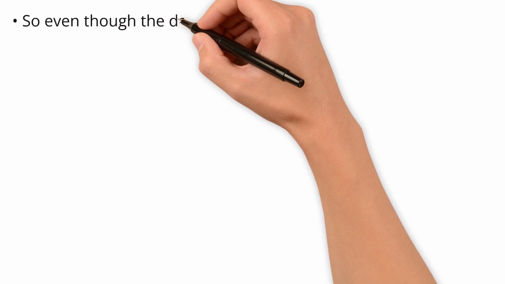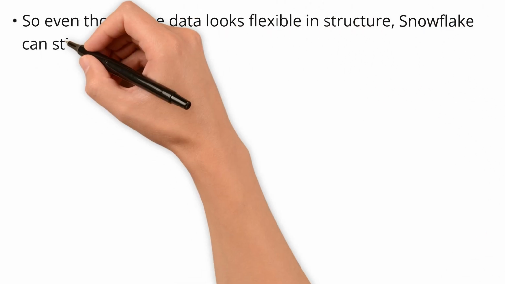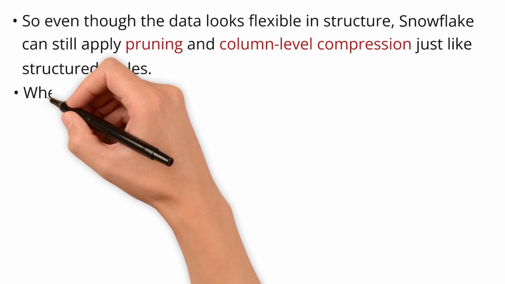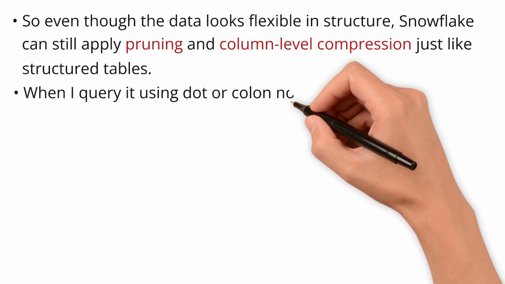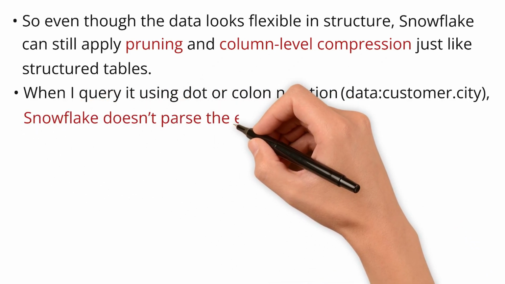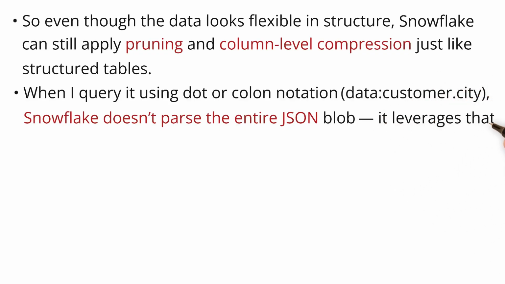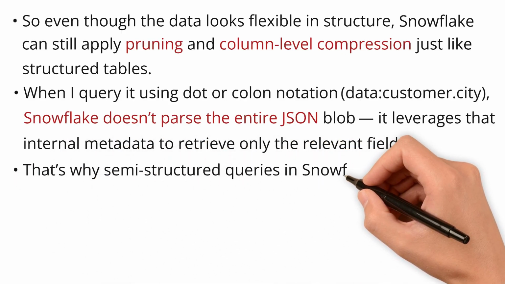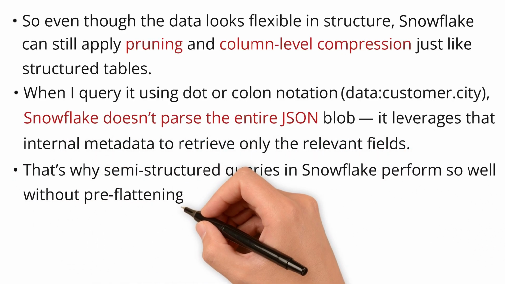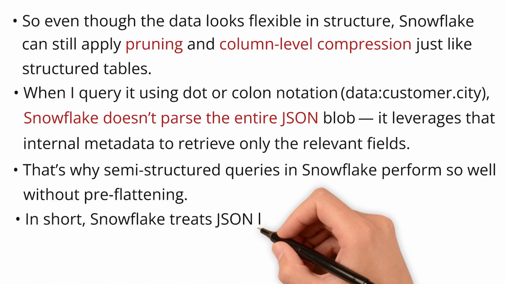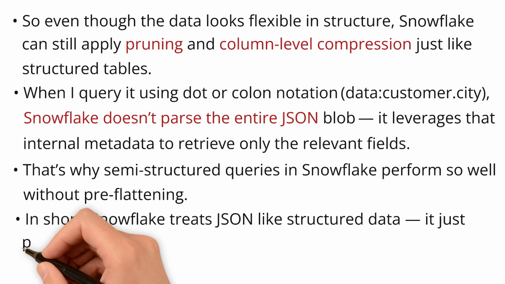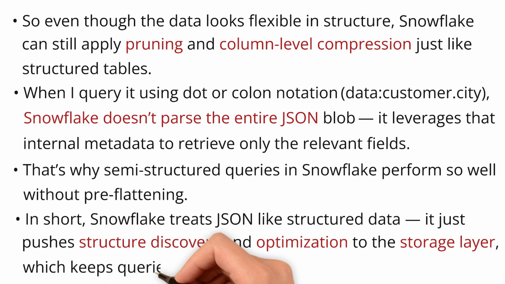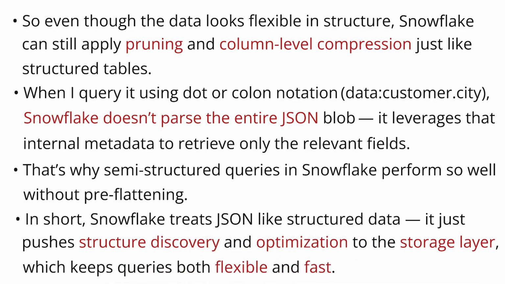So, even though the data looks flexible in structure, Snowflake can still apply pruning and column level compression just like structured tables. When I query it using dot or colon notation, Snowflake doesn't parse the entire JSON blob. It leverages that internal metadata to retrieve only the relevant fields. That's why semi structured queries in Snowflake perform so well without pre flattening. In short, Snowflake treats JSON like structured data. It just pushes structured discovery and optimization to the storage layer, which keeps queries both flexible and fast.